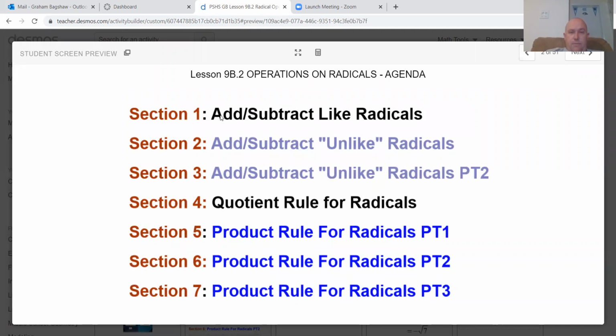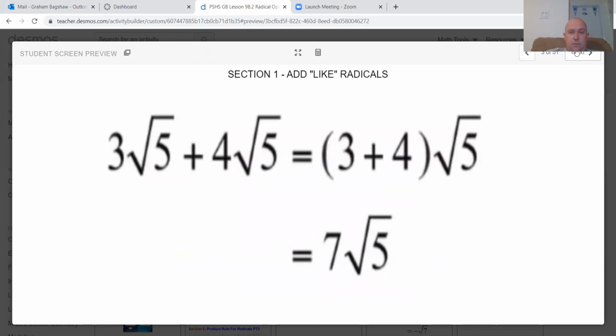These are the topics we're going to look at. We're going to look at adding, subtracting like radicals, unlike radicals, quotient, which is for dividing radicals, and then product rule, what happens if we multiply. So we're basically looking at the four operations that we apply to terms, but we're going to specifically do it for radicals.